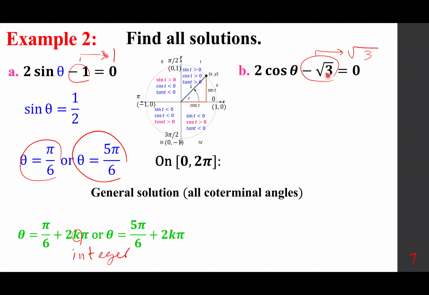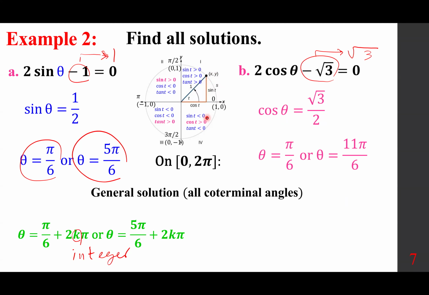So now going to this one, you take it to the other side, make it positive, divide by 2. Cosine theta is square root of 3/2. That is also a common arc with the same answer, theta being pi over 6 for the first quadrant. However, cosine is positive in the first quadrant and the fourth quadrant. The first quadrant, pi over 6. The fourth quadrant, 2 pi minus pi over 6, making it 11 pi over 6.